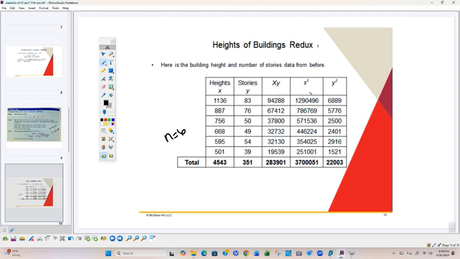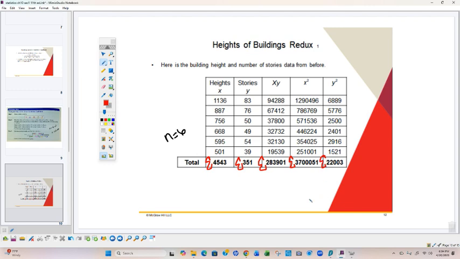Okay, and then this column, x squared. So 1,136 squared, I put it here. 887 squared, I put it here. And so on. Add them all up. The y squared column, 83 squared goes here. 76 squared goes here. Add them all up. Now what we have in this bottom row, these are all our summations. Sorry, I'm not real good with the sigma symbol when I'm in a hurry.